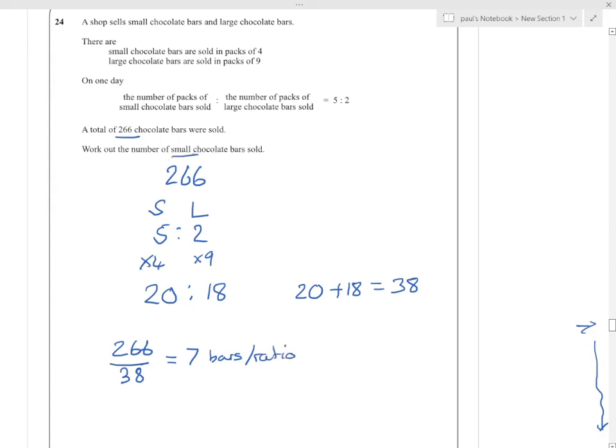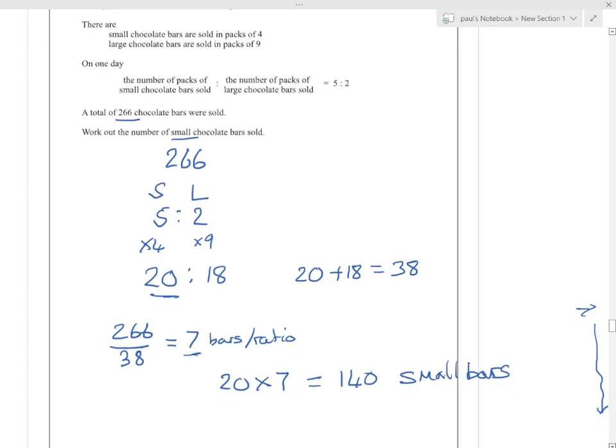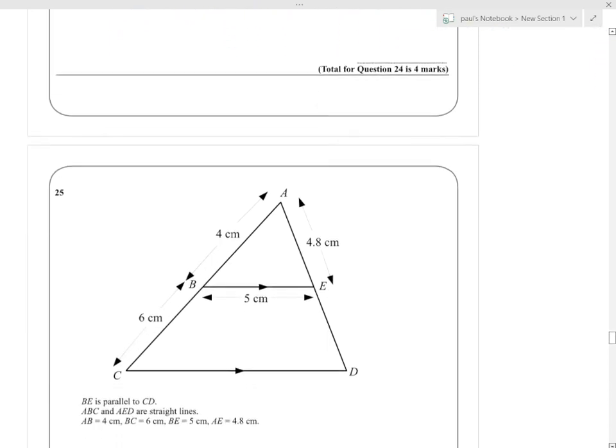How many small ones were sold? The small ones is 20. So you've got 20, this number here, times 7, which equals 140 small bars. Whoa, didn't like that one. I would have tripped up on that one. I would have got that one wrong.